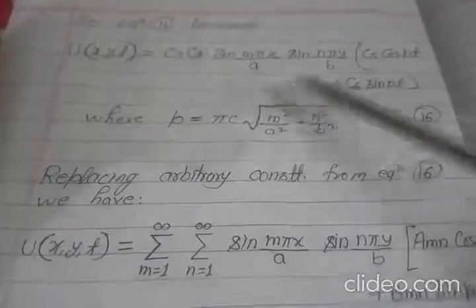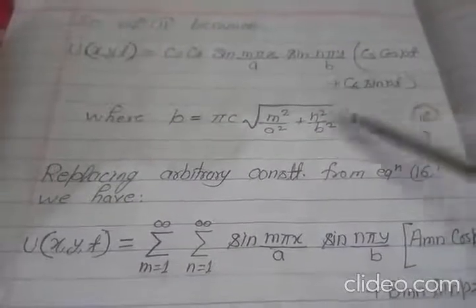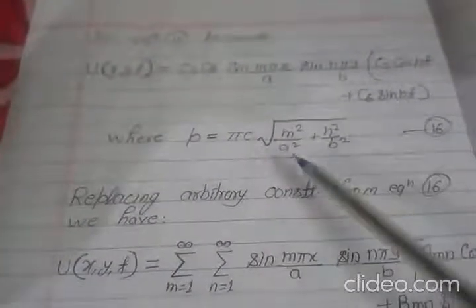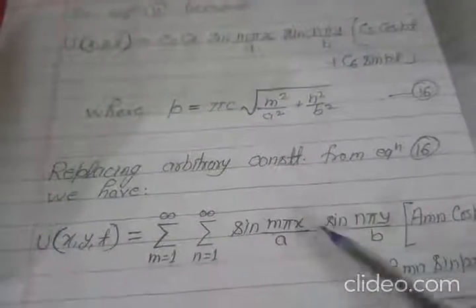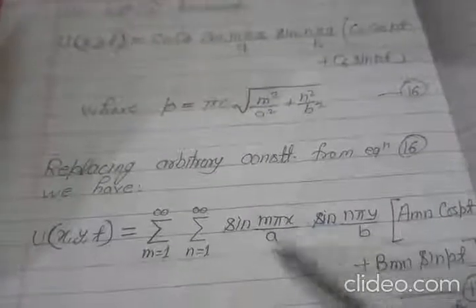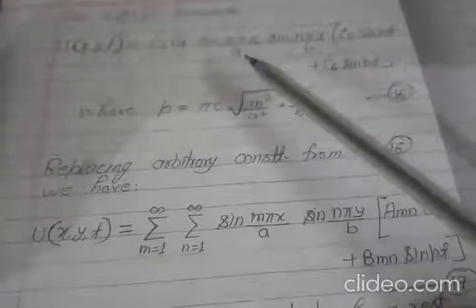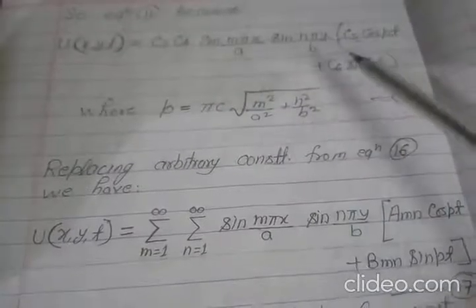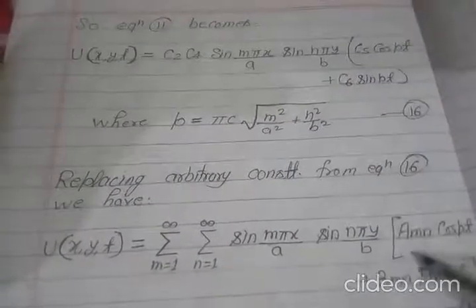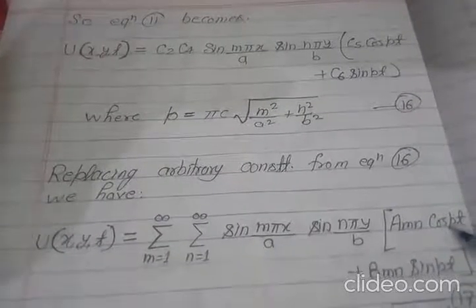Replacing the arbitrary constants c2, c4, c5, c6 in equation 16, we find u of x, y, t is equal to the summation m = 1 to infinity, n = 1 to infinity of sin(m pi x/a) sin(n pi y/b) times (A_mn cos pt + B_mn sin pt), where c5 c4 c2 c4 and c5 combine into A_mn and c2 c4 c6 into B_mn.